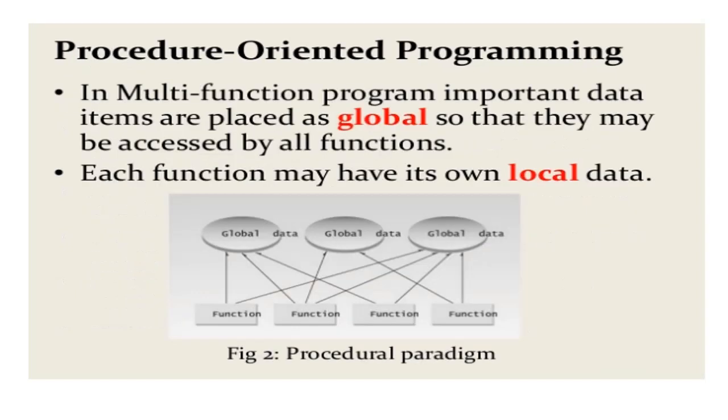So in procedure-oriented programming, in multi-function programs, important data items are placed as global so that they may be accessed by all functions. Each function may have its own local data. If one function can access another function's global data, this is also a drawback of procedure-oriented programming, where data violation comes into existence.